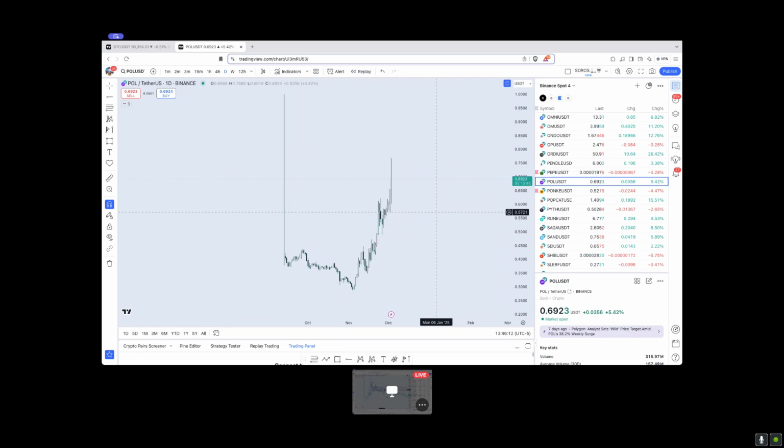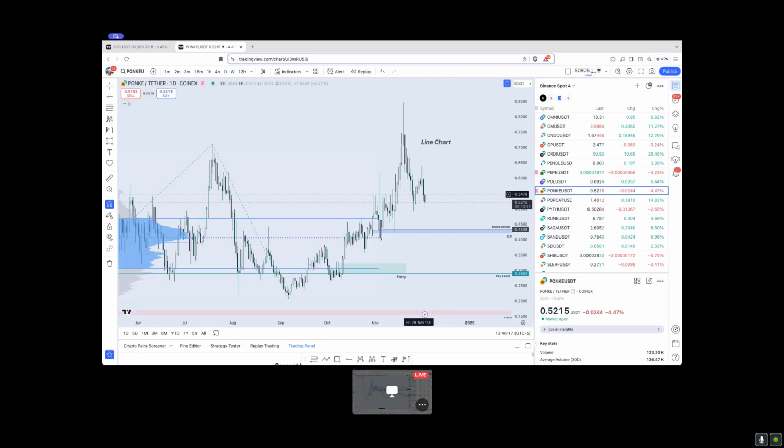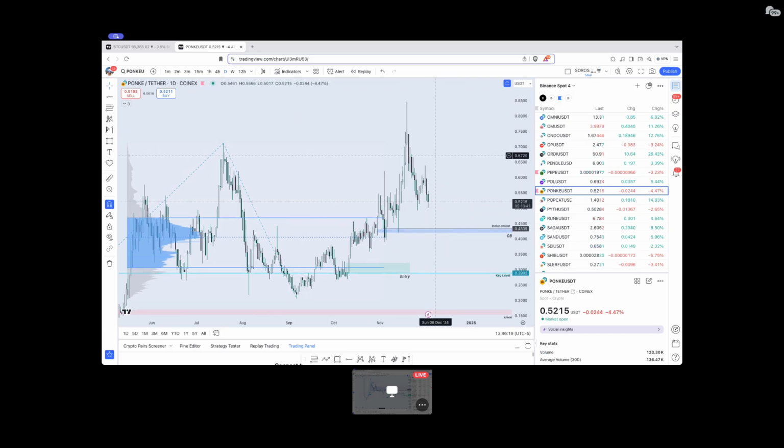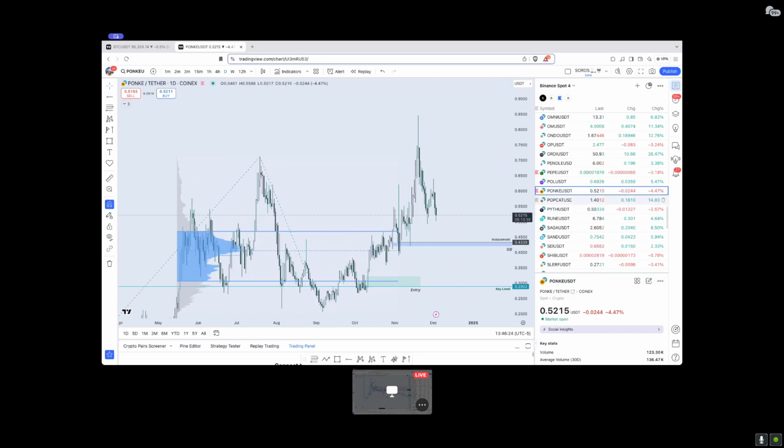What is this coin? Pole. Bro, it's playing Fill the Wick today. Funky, strong.